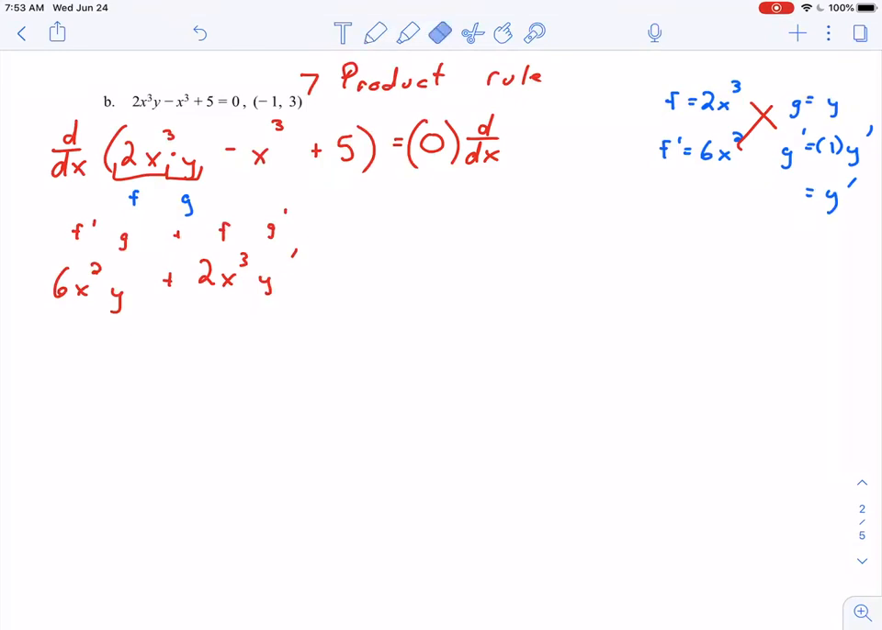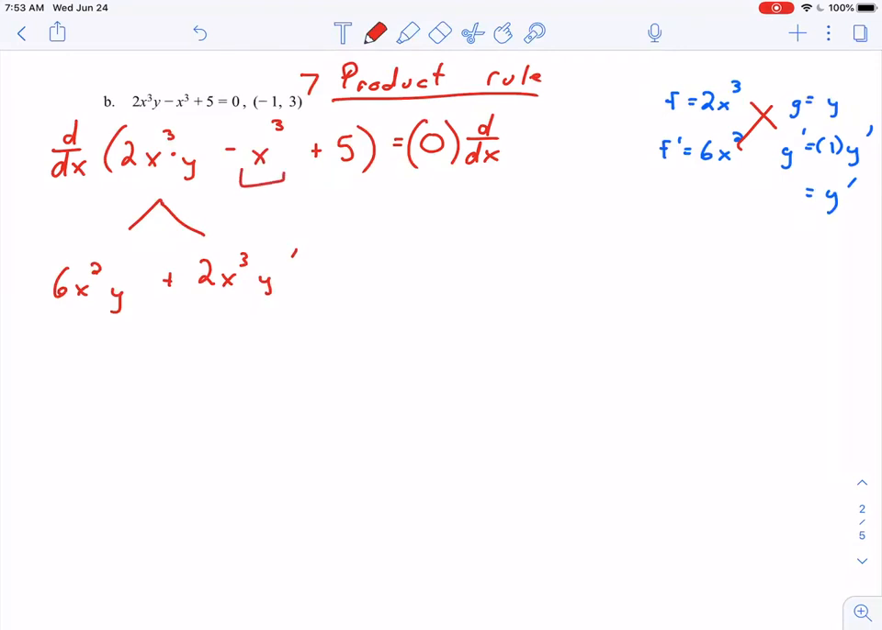So anytime you have, again, a power of x times a power of y, you're going to have to use this product rule. So this one term is sort of breaking up into two after I take the derivative. The rest of the problem is a little bit more straightforward. I think it's a little bit easier to manage here.